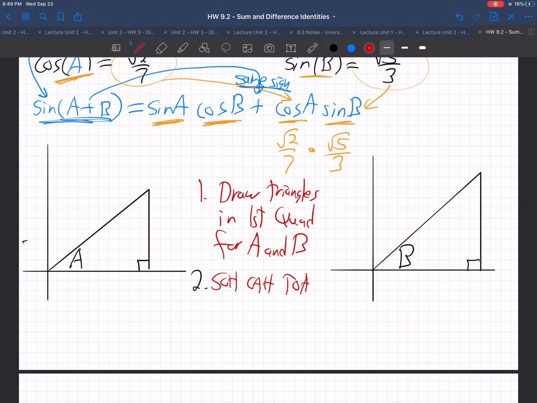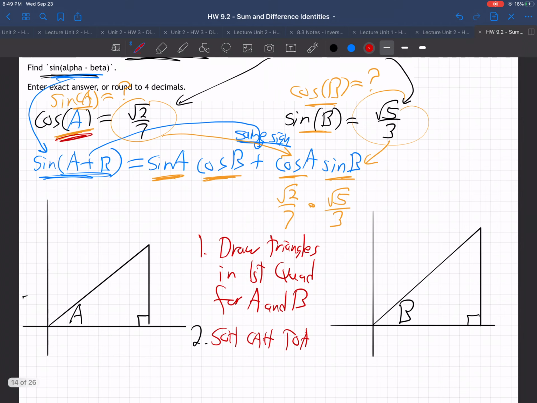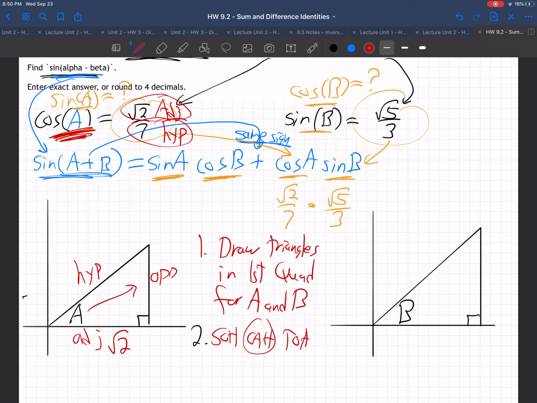SOHCAHTOA. So the cosine, let's go back to it. The cosine, remember what cosine is? Adjacent over hypotenuse. So this is A, so this is the opposite side. This is the adjacent, and this is the hypotenuse because it's across from the right angle, huh? So cosine of A, adjacent is root 2, so this is root 2. Hypotenuse is 7. This is 7.